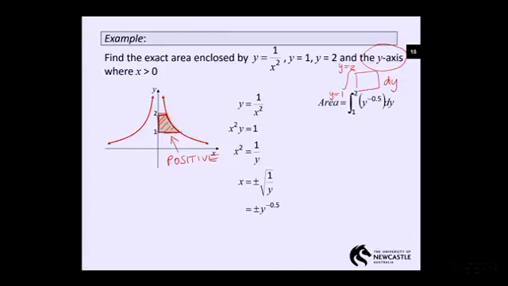Now, this is going to be the hardest part, because what you need to understand is that you need to substitute something there, whatever x is equal to. But you go back to the question. It didn't hand you x equals. It handed you y equals 1 on x squared. So you need to say, make x the subject.